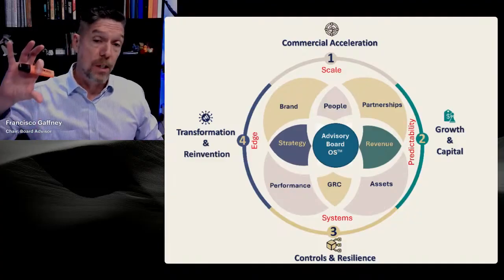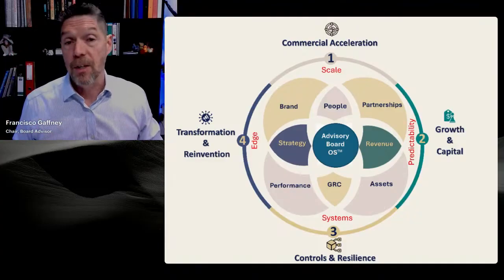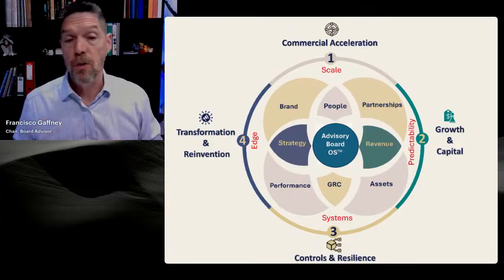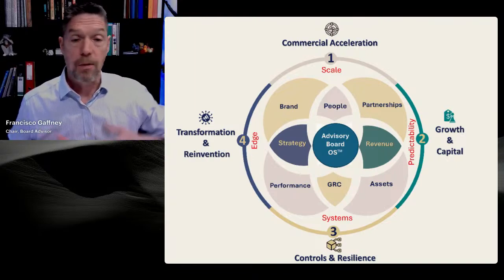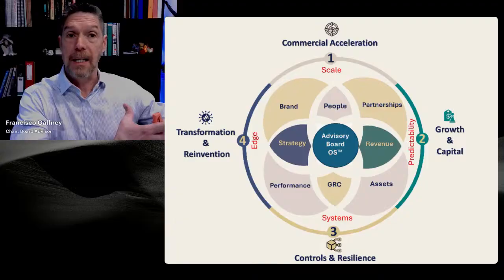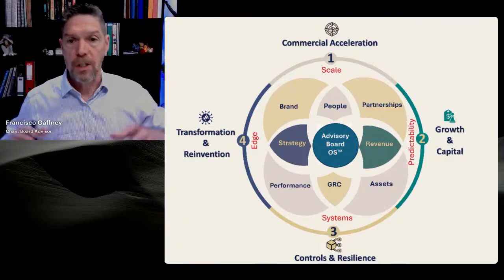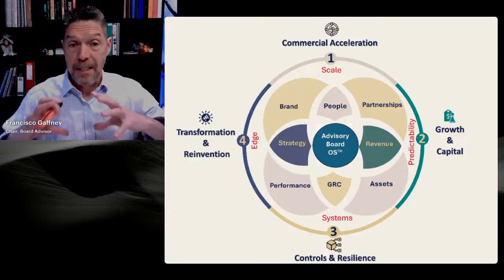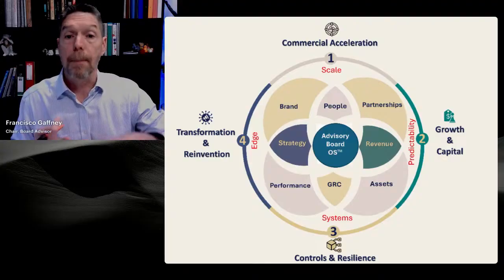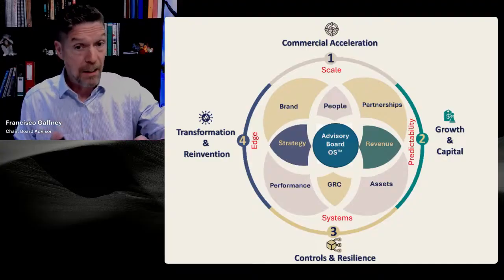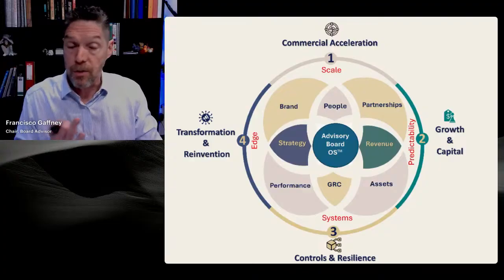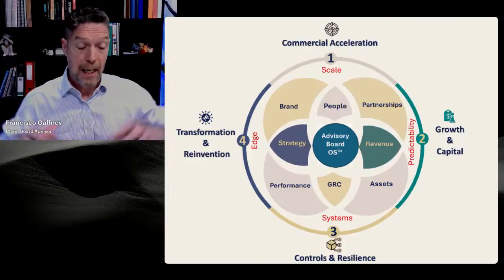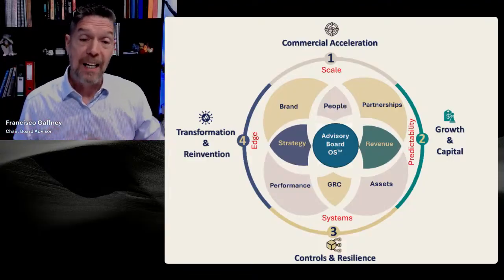And the fourth quadrant on the left is your transformation and reinvention, which is your edge. What is coming next? How you can become relevant for the future of your company in terms of your customer, your suppliers, your distributors, etc. So as you can see, around those four stages sit the practical assets of the business: your brand, your people, your partnerships, your revenues, your assets, meaning physical and intangible, governance, risk and compliance, performance, and your strategies. And that is where an operating system for an advisory board sits.